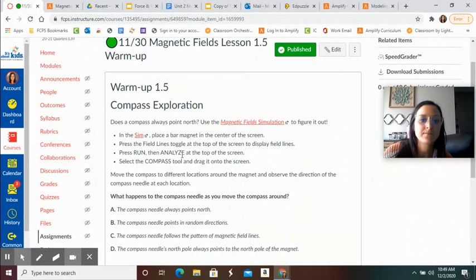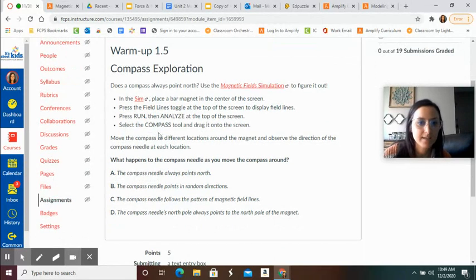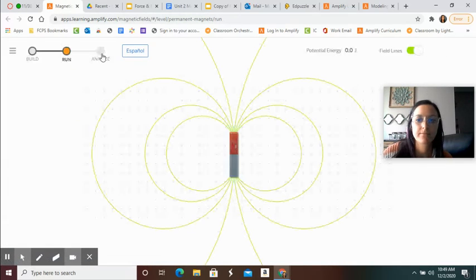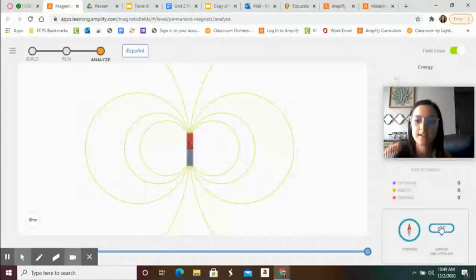And then we're going to run and analyze, and we're going to put the compass on our screen so that we can see how the compass reacts. So I'm going to run and analyze. And then down here, I can put the compass.